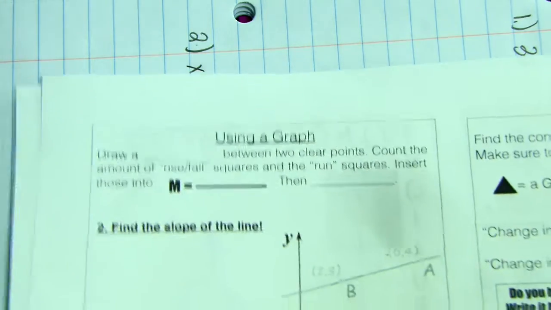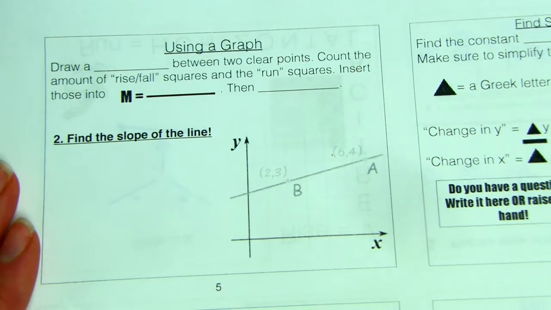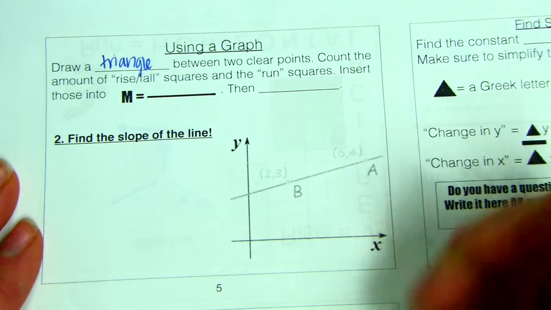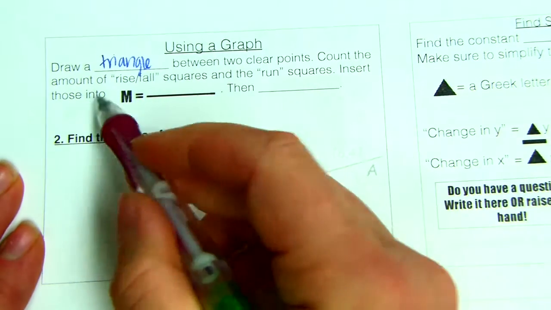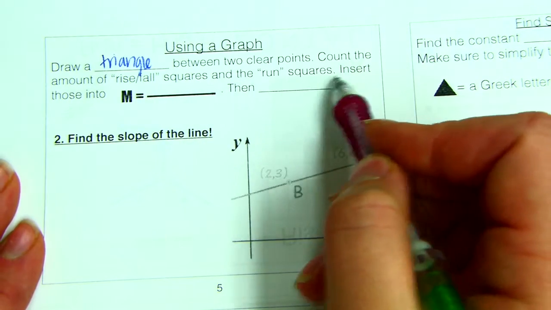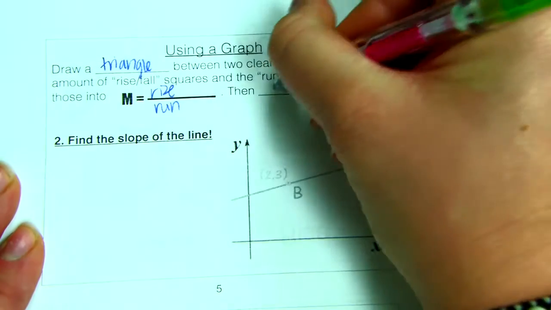Okay, so we can also use a graph to find slope. So I usually draw a triangle between two clear points. If they are unclear, I skip it. I find 2 clear points. And then I count the amount of rise. Sometimes it will fall squares over the run squares. Insert those into rise over run. And then we're going to simplify.